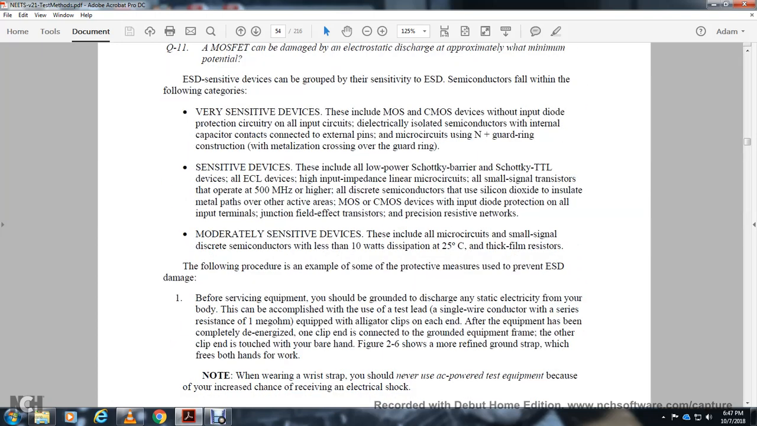The following procedures are examples of some of the protective measures to prevent electrostatic discharge damage. One: before servicing equipment, ground yourself to discharge static electricity from your body. This can be accomplished with a single wire conductor with a resistance of 1 megohm, equipped with alligator clips on each end.